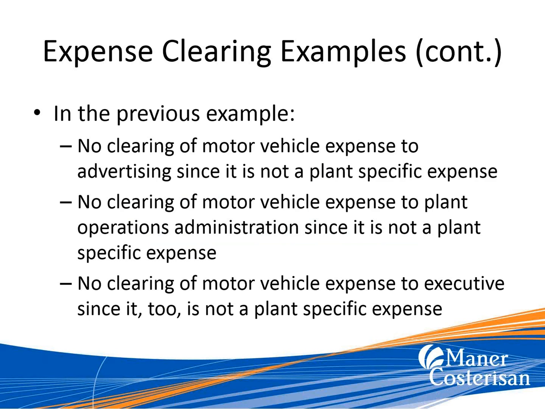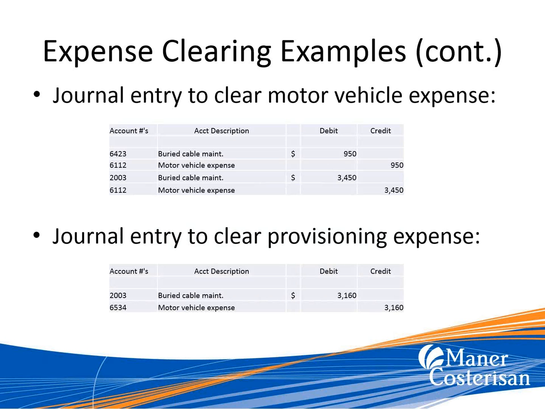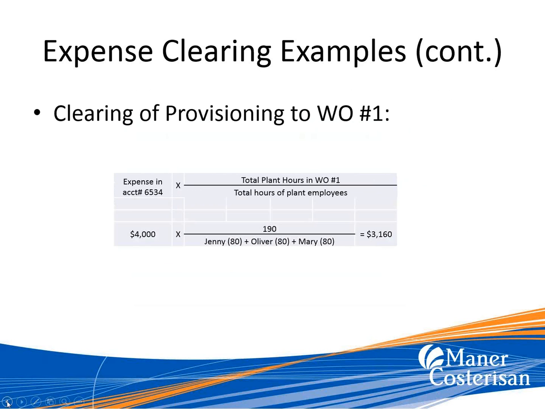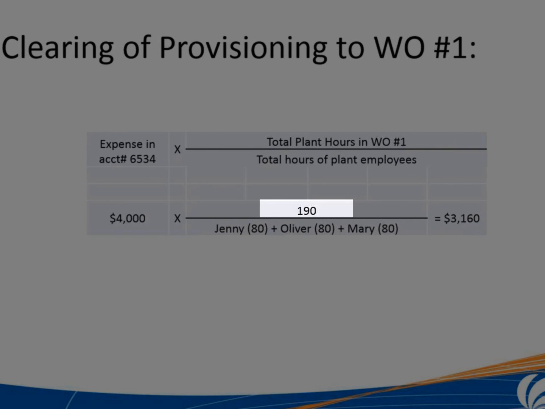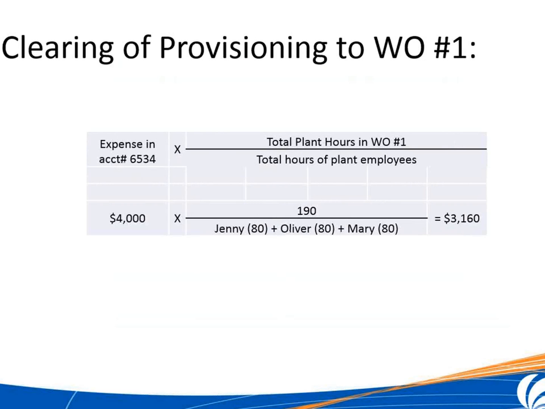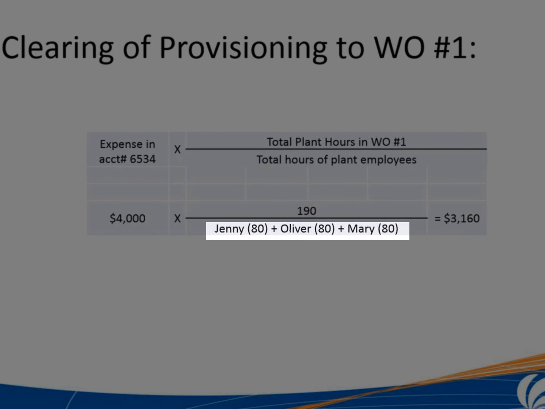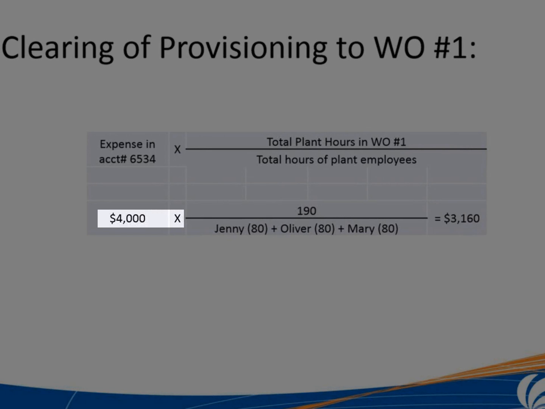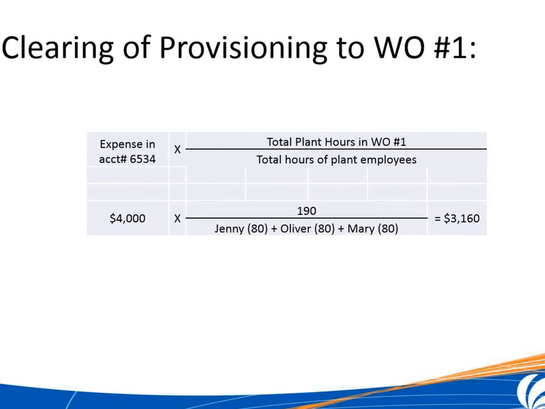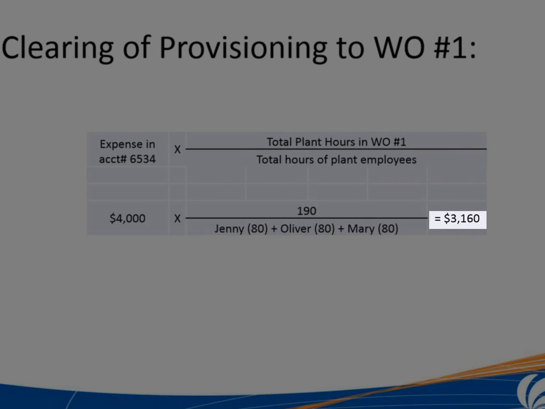Okay, clearing of provisioning to work order number 1. Okay, expense in number 6534 times the total plant hours in work order number 1 divided by the total of plant employees hours. So we've got 190 hours of total plant orders in work order number 1 based on our example earlier. We have Jenny at 80 hours, Oliver at 80, and Mary at 80. Take that 190, divide it by the 240, times the $4,000 in 6534, and that's $3,160.